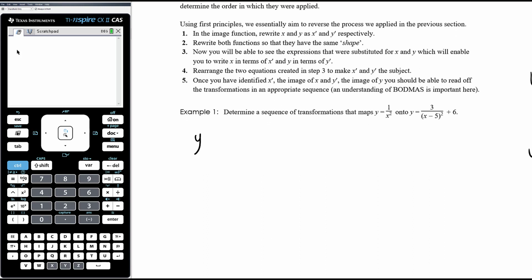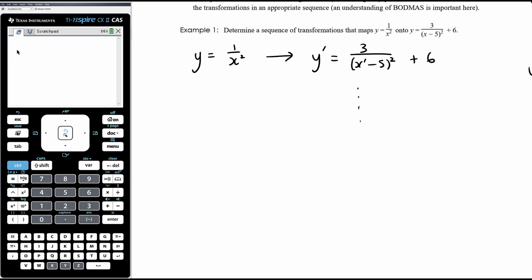So the first thing is we've got y equals 1 on x squared maps to y equals, so this is the image, y dash equals 3 over x dash minus 5 all squared plus 6. Okay, so our original function is a truncus, so we want to be able to rearrange this. So we've got something to do with y dash equals 1 over something to do with x dash squared. Okay, which means that this plus 6 needs to go onto the left hand side, and this 3 needs to go onto the left hand side, because the right hand side has to be just 1 over something involving x dash all squared. Okay, so we focus on that first.